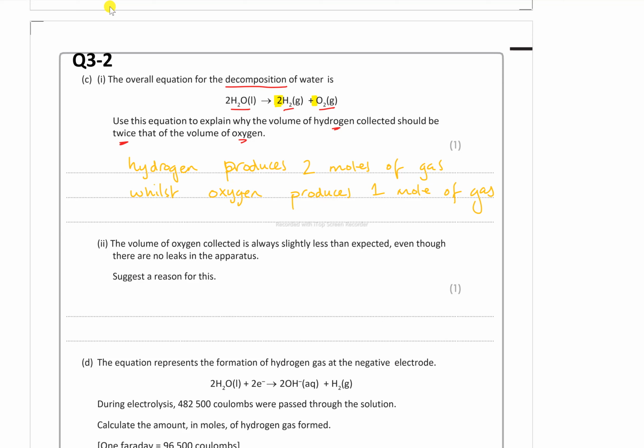The volume of oxygen is always slightly less, even though there are no leaks. Right, you can put down some of the oxygen dissolves in the solution, or in the water. That's it.